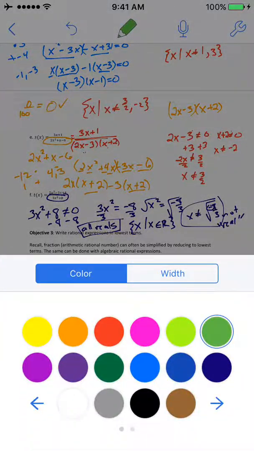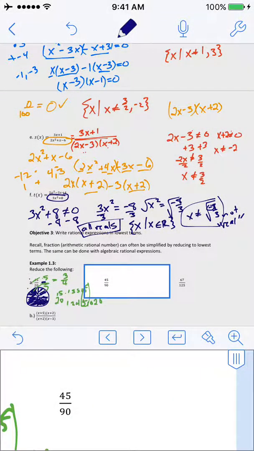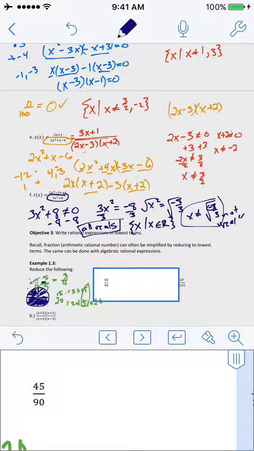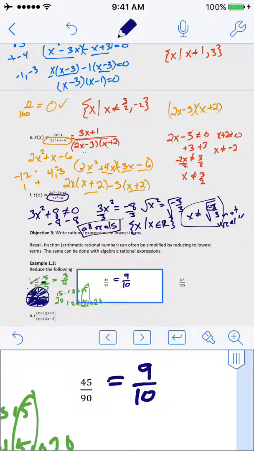49 90ths, well, 45 and 90 both have what as a common factor? They definitely have 5, right? So we can take out a 5. You get 9 over 10. No, you don't. Yeah, you do. 9 over 10. Fabulous. 9 over 10 has nothing else in common, right? So that was dividing by 5 again. Or sorry, dividing by 5 over 5.